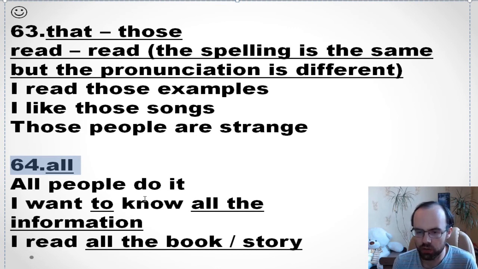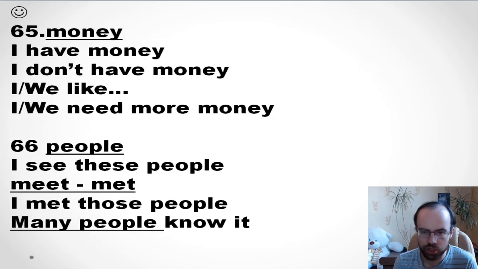I want to know all the information. So we normally say all the information, all the details, because it's the information I know, but not all the information in the world. So you see, I read all the book, all the story. You need to remember this phrase, all the book, all the story. So good.